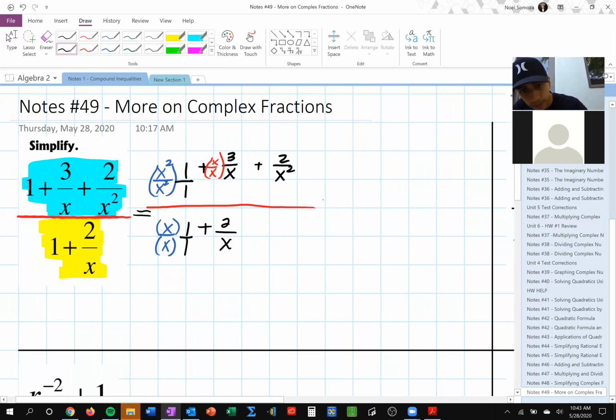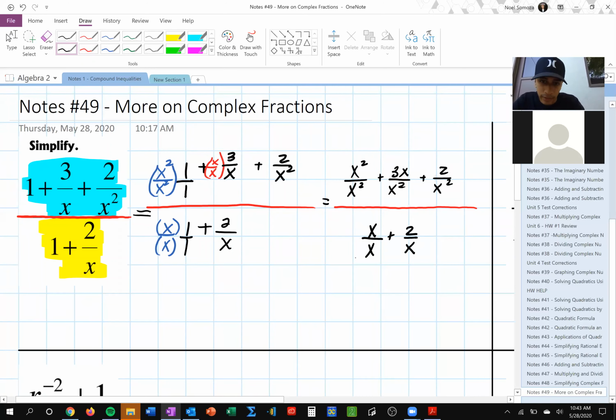We move over one more step. We have x squared times 1, that's just x squared. X squared times 1 is another x squared. Then we multiply x times 3, that's going to be positive 3x, all over x times x, which is x squared. And then we have plus 2, so that's just 2 over x squared. Now everything in that big numerator has a denominator of x squared. Now in my denominator, x times 1 is just x, over x times 1 is x, plus 2 over x.